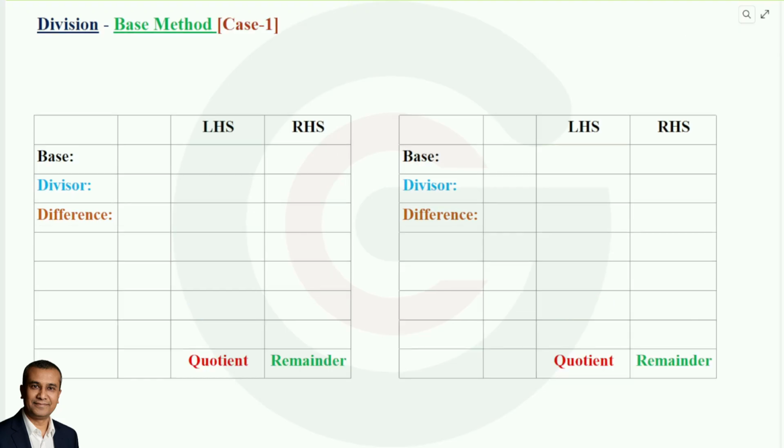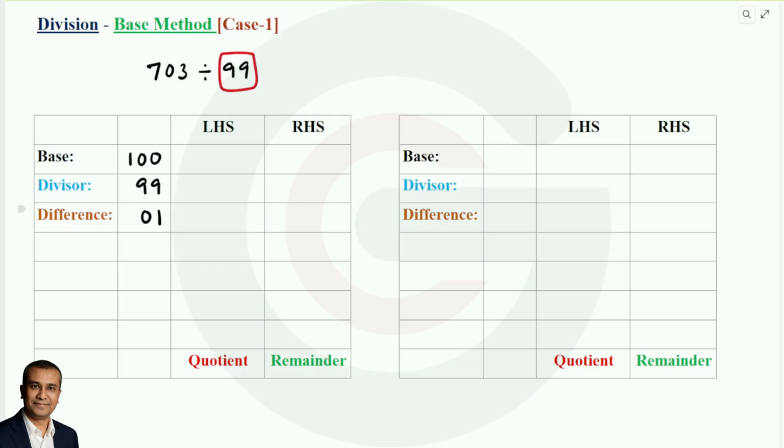Now let's discuss case 1 with an example. Let's say I need to divide 703 by 99. Here you can see that 99, which is the divisor, is close to 100. So therefore, the base number will become 100. Now here I will write the divisor, which is 99. The difference is 100 minus 99, which is 1. But I should not write 1 here. I should write 0, 1.